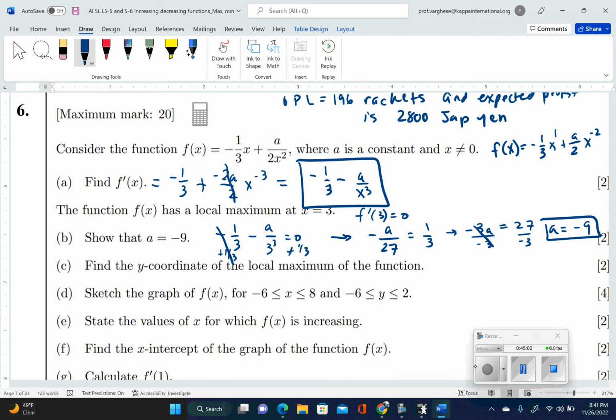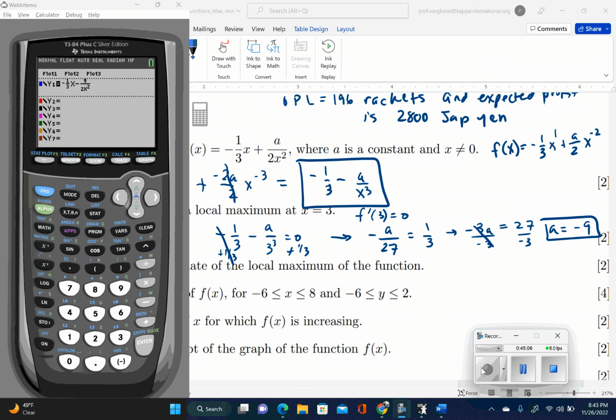So find the y-coordinate of the local maximum. All right, so we're almost in for the long haul. We're almost done. So all I did is I took my original, which is right over here, right? And I plugged in -1/3 x, boom. So this is plus, my a is -9, so I just put -9 over 2x squared, or you could put a plus -9 over 2x squared, same thing.